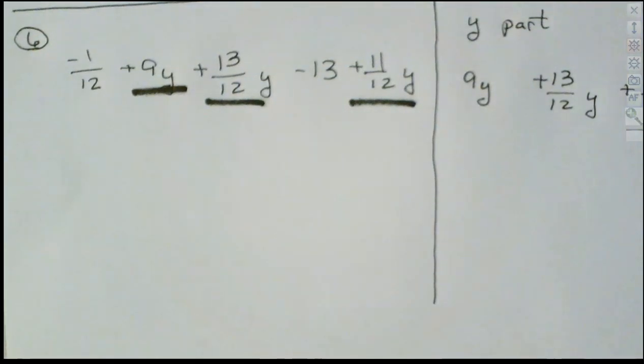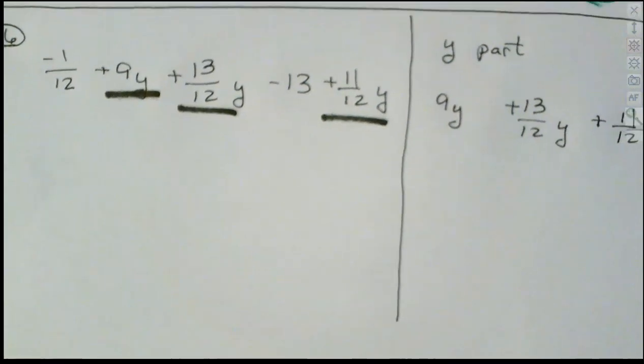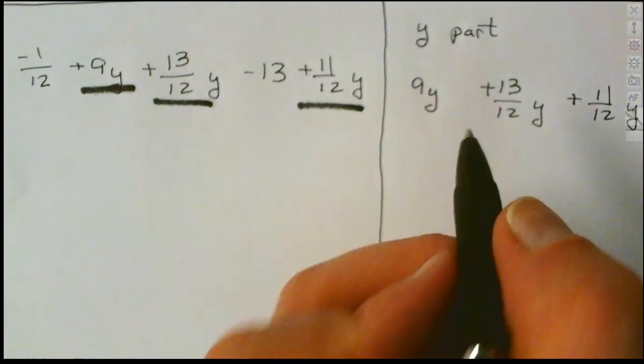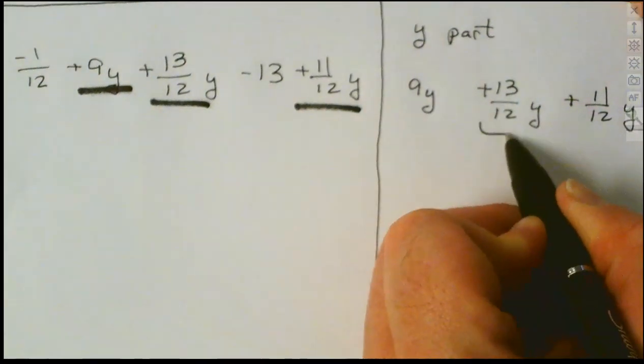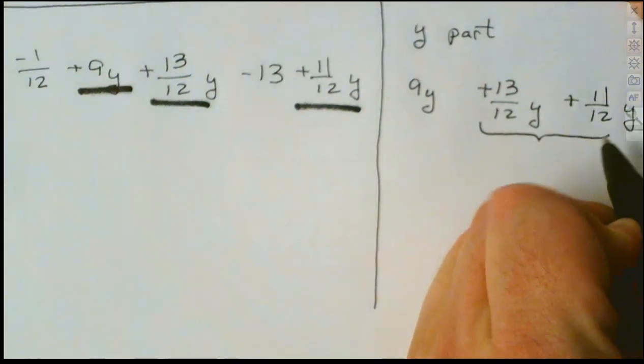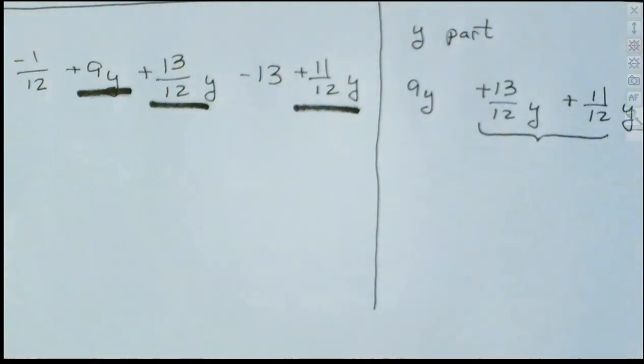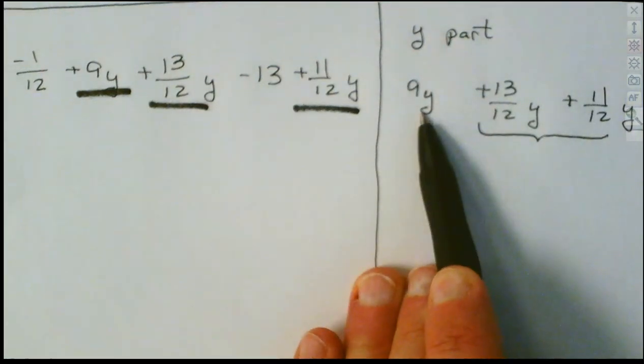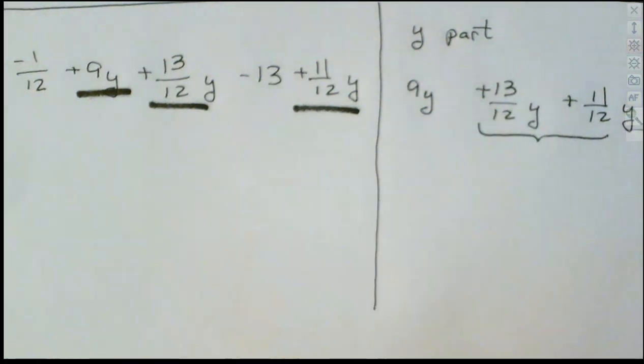Okay, now we can approach it different ways. Let's see what we can do first. Let's try to just combine these together because those have the same denominator. That might be the first place to start. You could also multiply this 9 by a 12/12 and then just simply add them all together. But let's just see what happens with these.